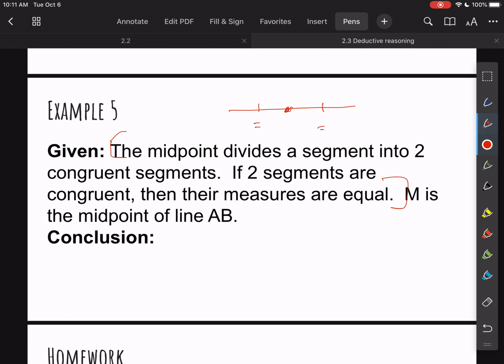So this is equal to this. It says M is the midpoint of line AB. Okay, so let's draw that. Here's M, here's A, here's B. So our conclusion then is this. We could say that AM is equal to MB. All right, so AM is equal to MB, and the reason we can say that is the law of syllogism.